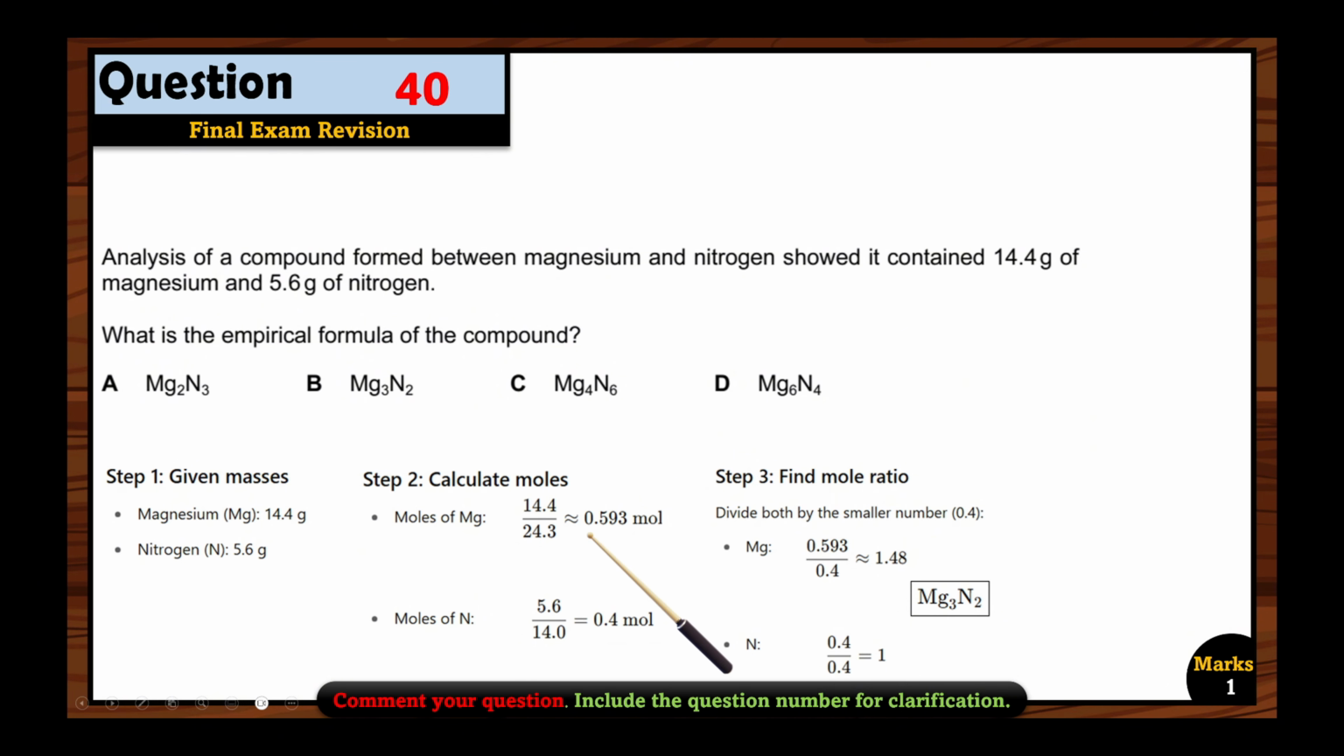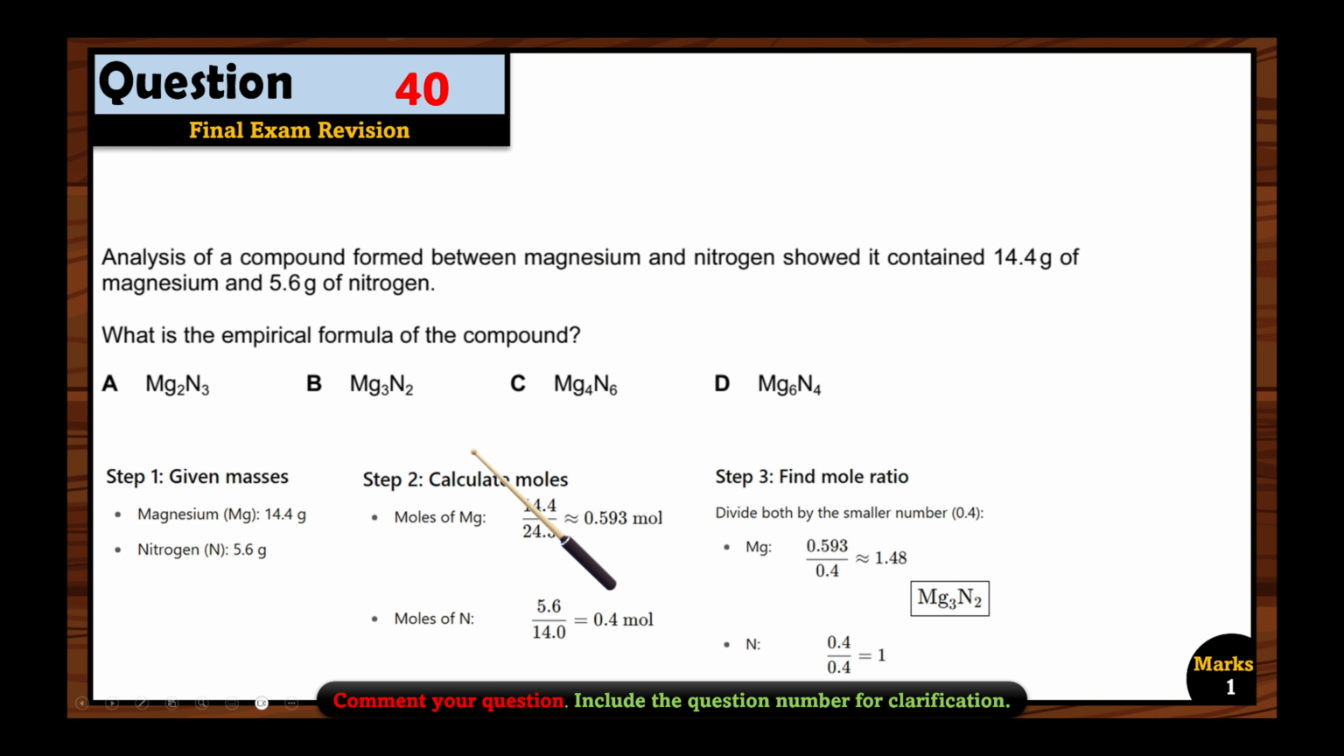Same is for the moles of nitrogen. You can find that the given mass is 5.6, and the mass of nitrogen from the periodic table is 14, right? So what you will get here now is 0.4 mole. So both are now not whole numbers.